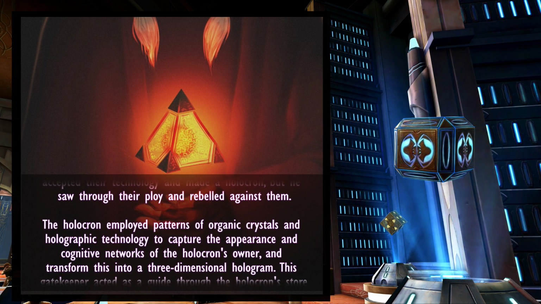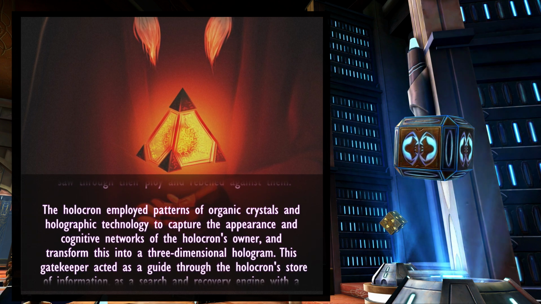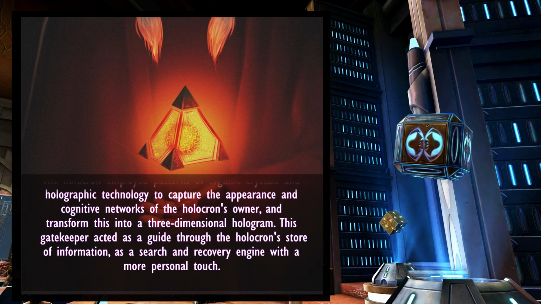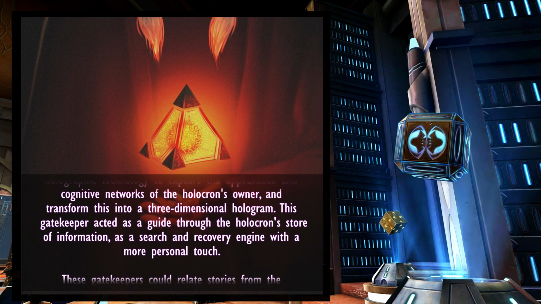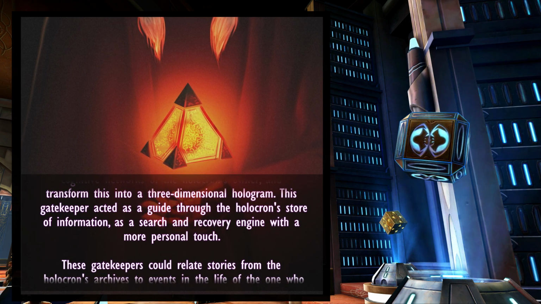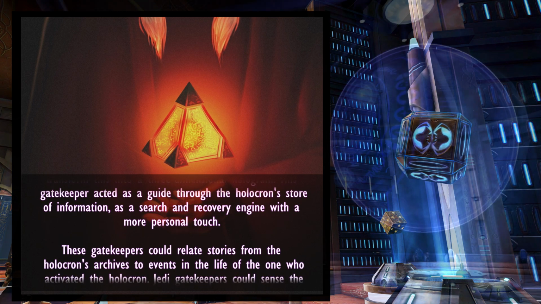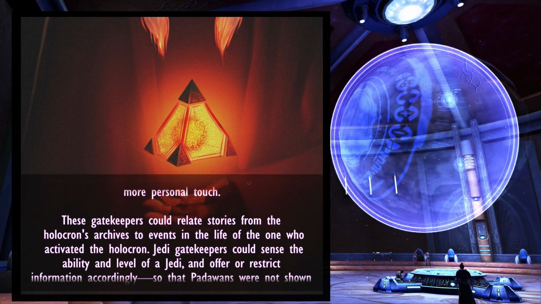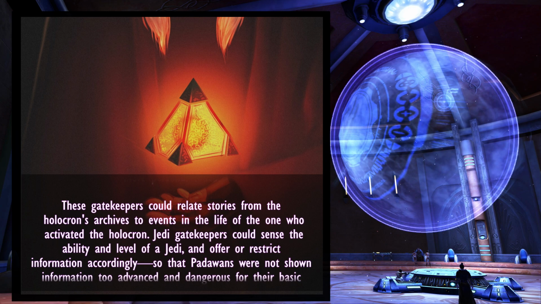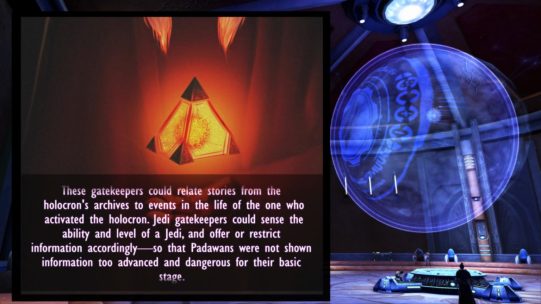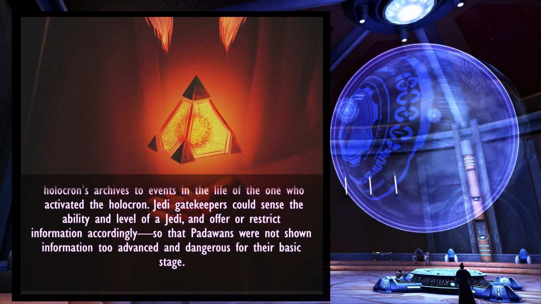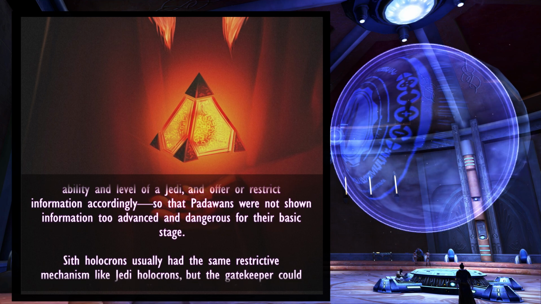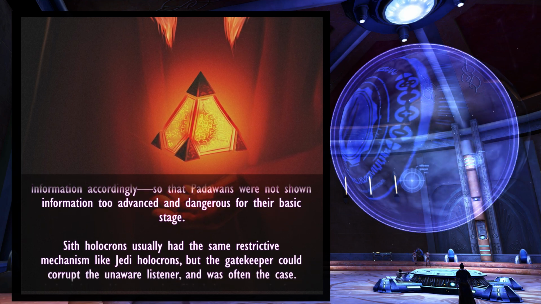The holocron employed patterns of organic crystals and holographic technology to capture the appearance and cognitive networks of the holocron's owner, and transform this into a three-dimensional hologram. The gatekeeper acted as a guide through the holocron's store of information, as a search and recovery engine with a more personal touch. These gatekeepers could relate stories from the holocron's archives to events in the life of the one who activated the holocron. Jedi gatekeepers could sense the ability and level of a Jedi, and offer or restrict information accordingly, so that Padawans were not shown information too advanced and dangerous for their basic stage.